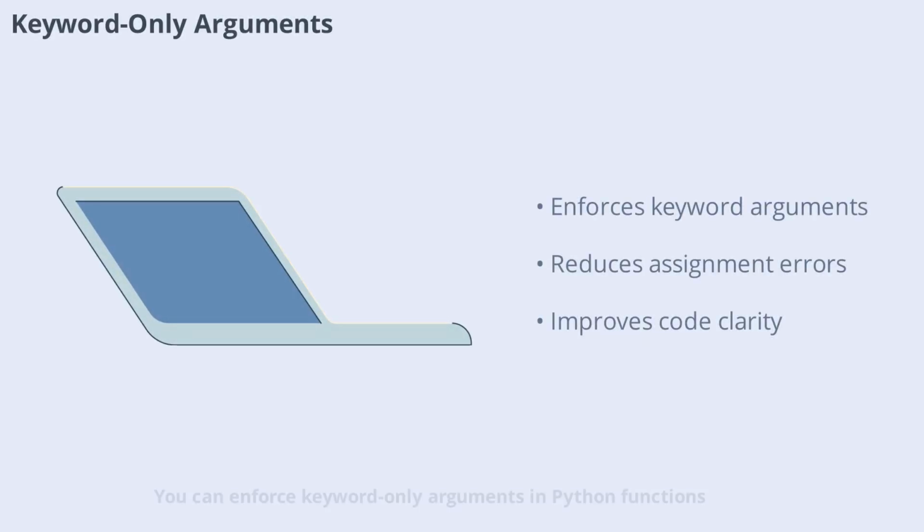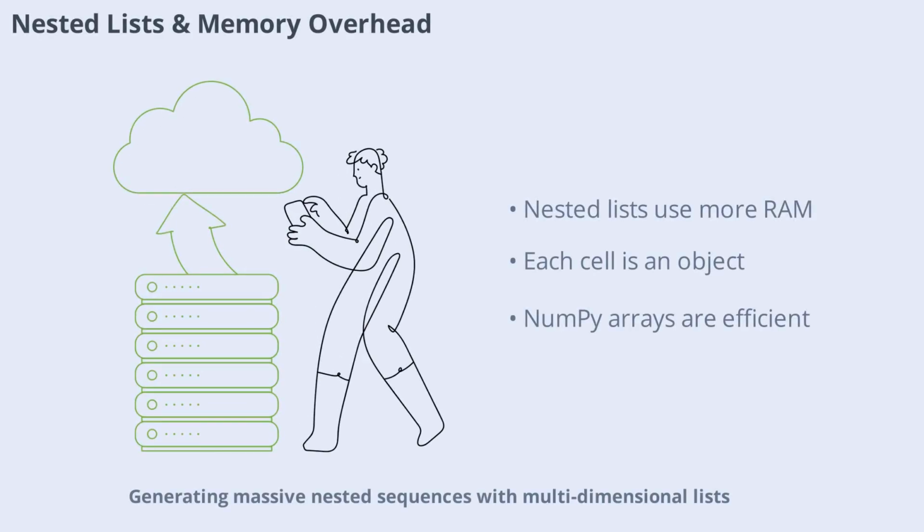You can enforce keyword-only arguments in Python functions by placing an asterisk in the parameter list. This forces all subsequent arguments to be passed explicitly as named keywords, improving code clarity and preventing assignment errors. In complex AI training loops, this ensures parameters like epoch and learning rate are assigned correctly, reducing bugs and enhancing maintainability.